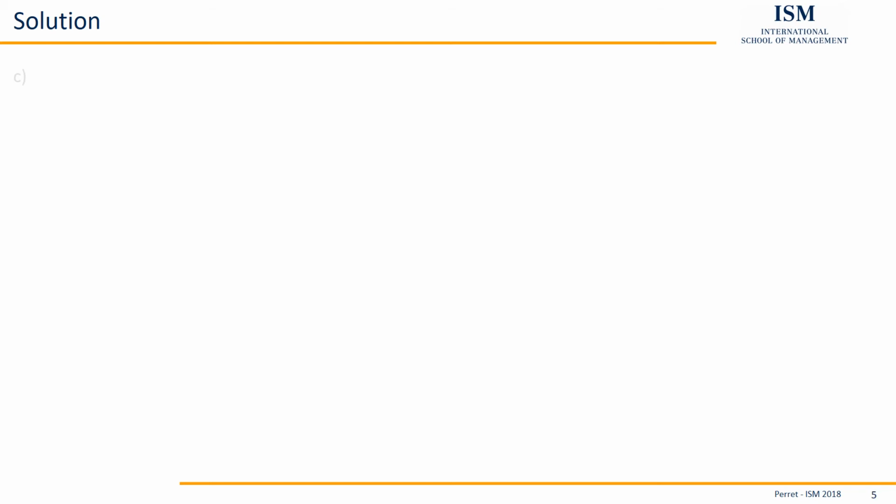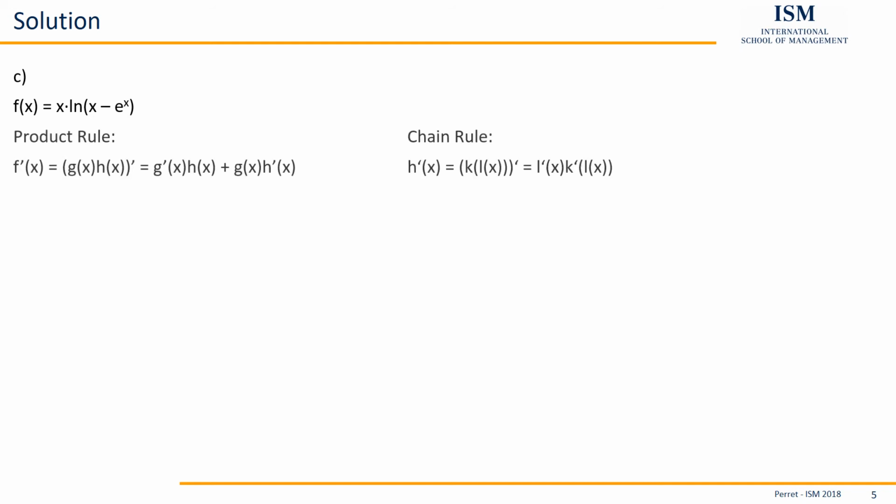And the final one, the third one in part C, is the function x times ln of x minus the exponential function. Here we see this is a bit more complex. So what we're going to do is work our way from the outer part to the more inner part. First off, we have x times the ln. Here we multiply two functions, meaning we need the product rule. For the second part, however, for whatever is in the ln, we need the chain rule as well. So we need first the product rule, and then the chain rule.